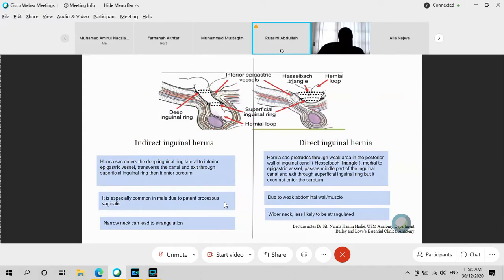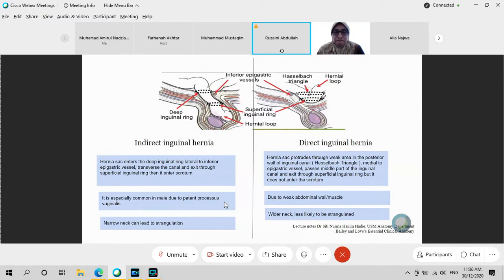For the indirect inguinal hernia, it is lateral to the inferior epigastric vessel. For direct inguinal hernia, it is medial to the inferior epigastric vessel. And indirect inguinal hernia enters the scrotum, but direct does not. Indirect inguinal hernia is especially common in males due to the patent processus vaginalis. I think Jasmine has already mentioned the congenital abnormalities that cause the indirect inguinal hernia. So I hope everyone understands the patent processus vaginalis.